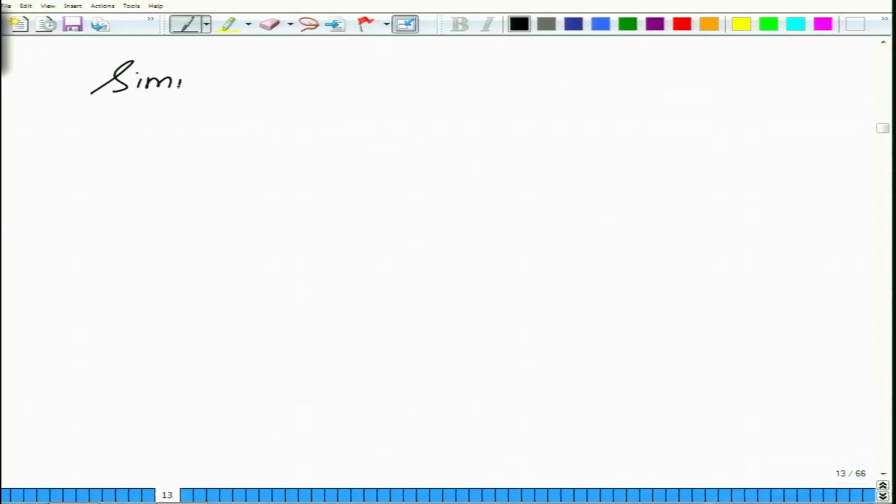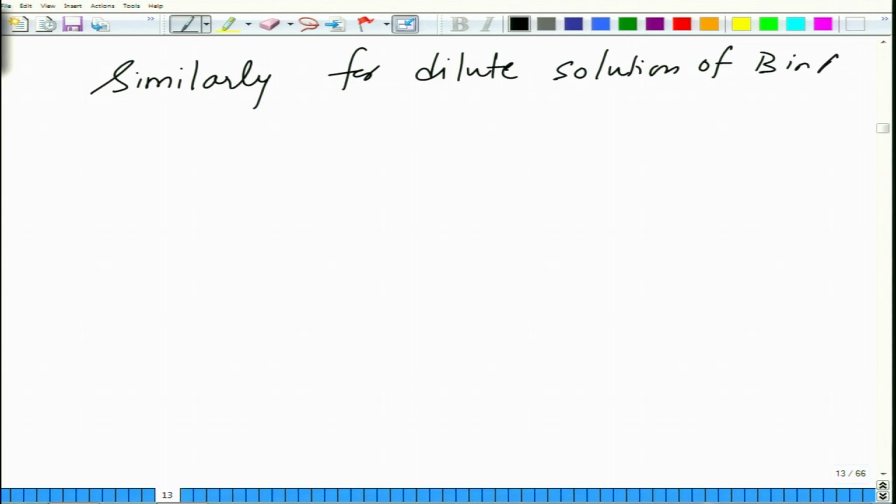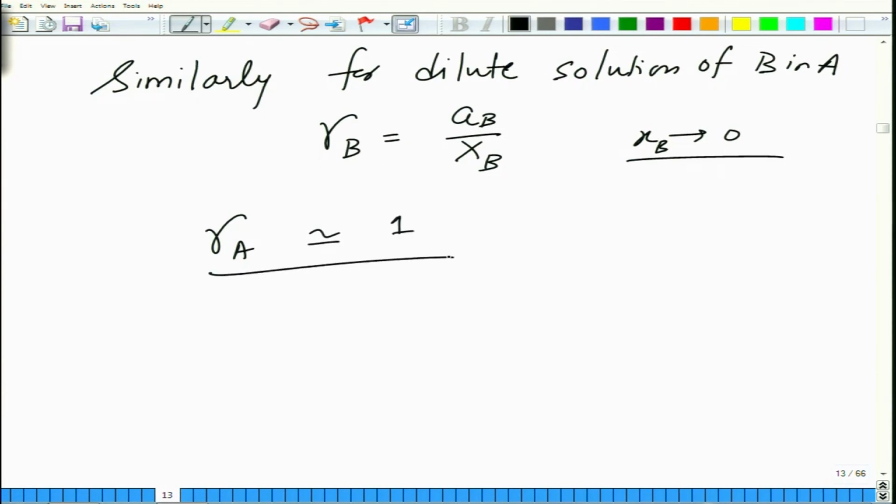So, for dilute solution of B in A, gamma B will be equal to AB by XB. So, for this solution when XB tends to 0, gamma A for such a system will be almost equal to 1. So, A, the majority element, will act as if it is an ideal solution, whereas the minority element, which is the dilute element, will act as per Henry's law. So, this will act as per Raoult's law, and this will act as per Henry's law.